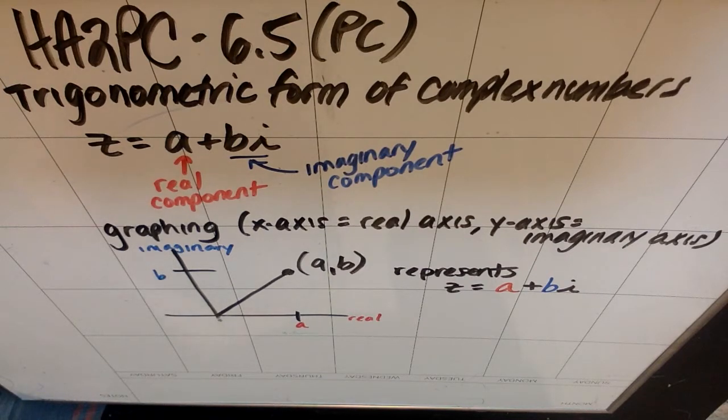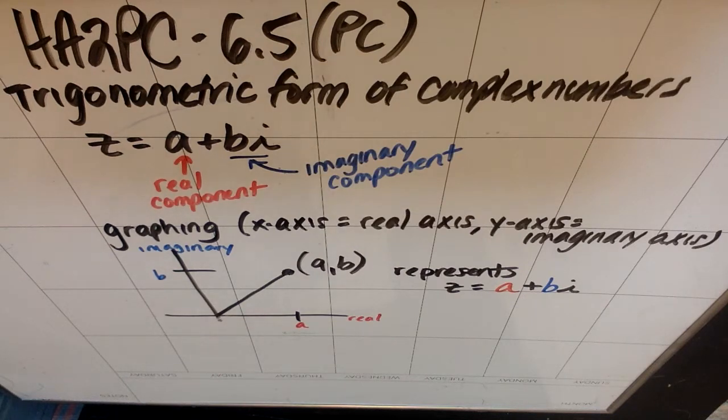So recall that complex numbers can be written as, we'll use z for complex number, but it could be r or q or pick anything, it doesn't matter. We're going to use z here. z equals a plus bi, where a represents the real component, meaning the part that only includes real numbers, and i represents the imaginary component.